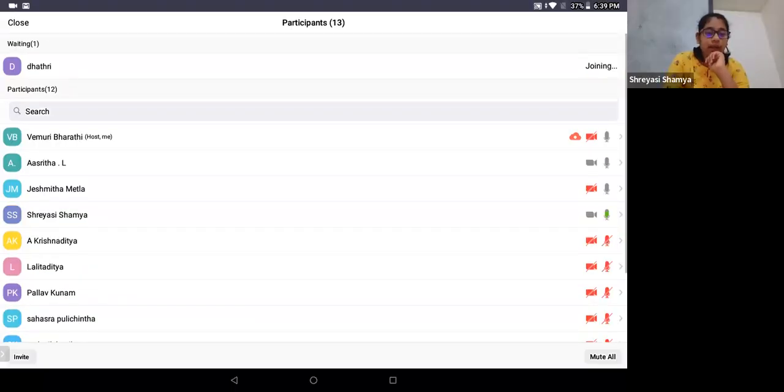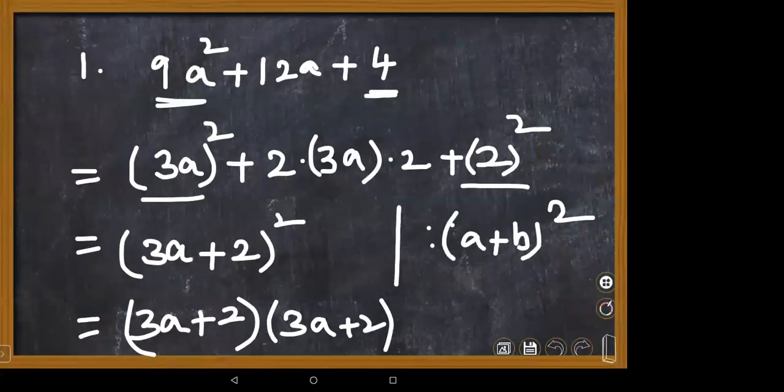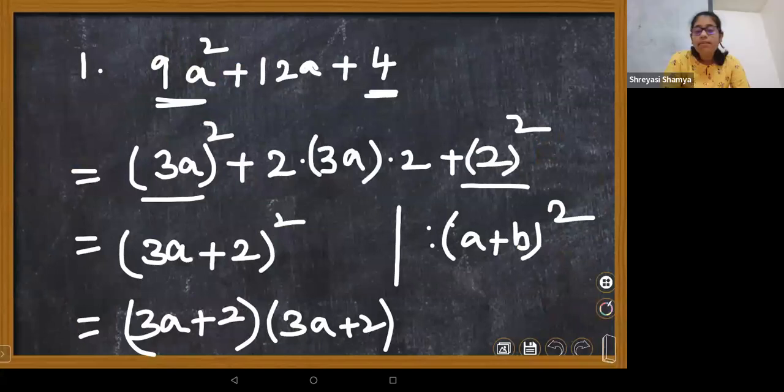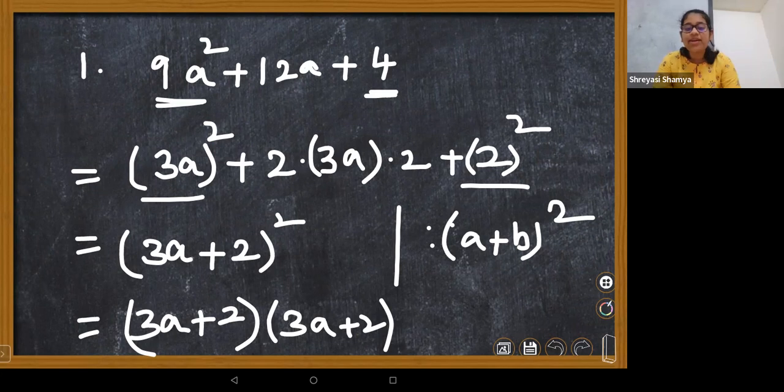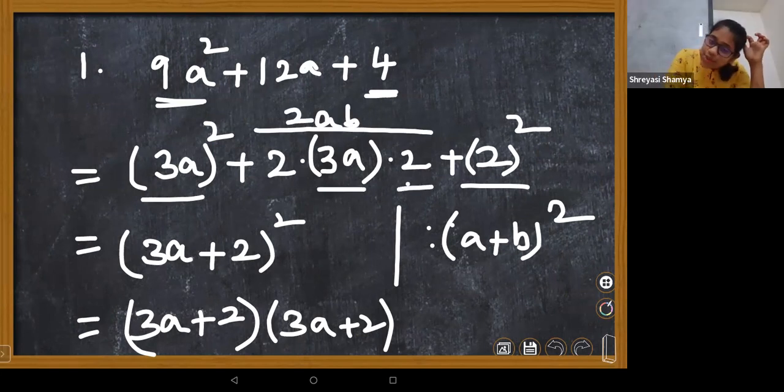Ma'am, I have a doubt, ma'am. Where, please. Where is your doubt? Ma'am, this 2 into 3a into 2 again, why did you give? Ma'am, you can directly give it, right? Ma'am, 2 into 6a. No, I am just expressing as 2ab format. A is 3a, b is 2. Okay, ma'am. Yes.